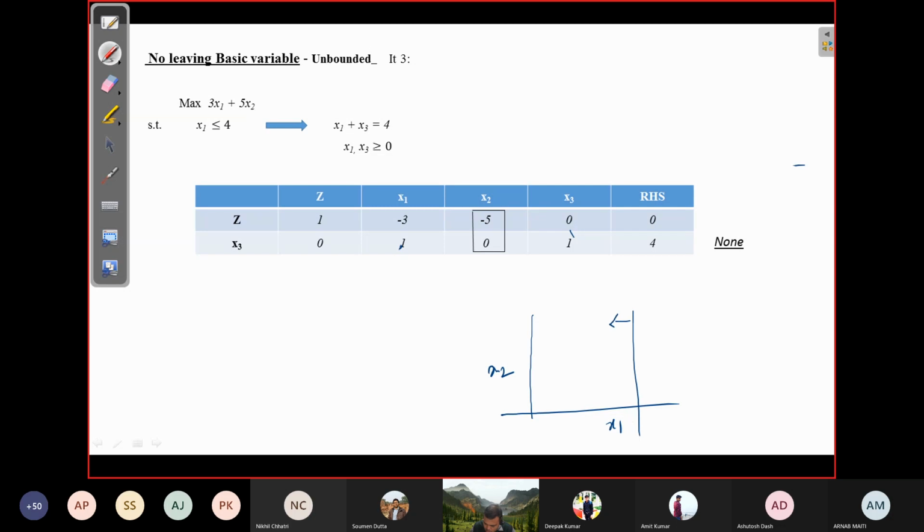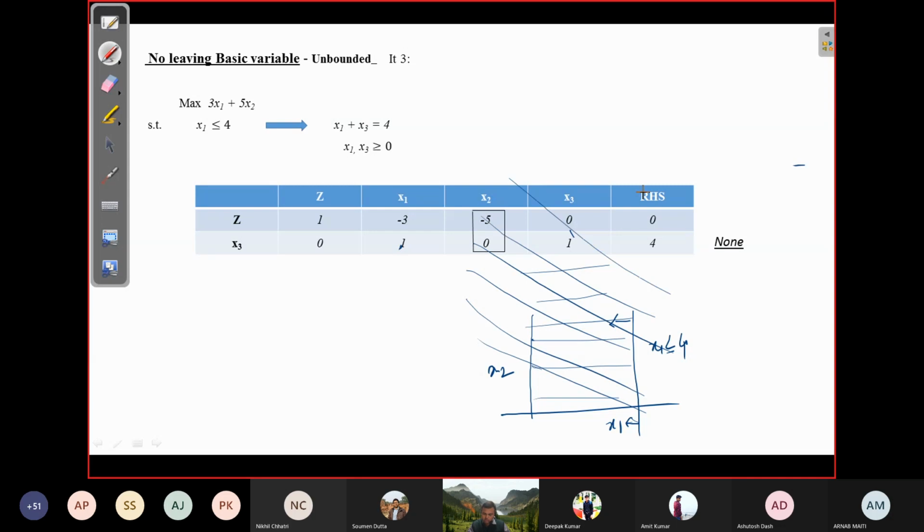So only this inequality is there, say x1 less than or equal to 4, right? So what will be the objective value? We have already discussed it in class. What is the feasible region here? The feasible region will be unbounded, right? So this entire thing is the feasible region. It's unbounded, and so the objective value can be increased as much as you can. If you draw the contour, it can just go on. This is actually called an unbounded solution.